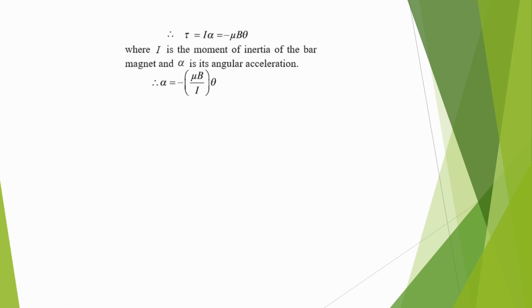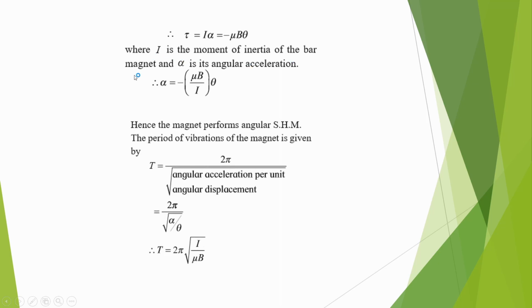Next, we also know the formula for tau: tau equals I alpha. In this case tau equals minus mu B theta, so we get tau equal to I alpha equal to minus mu B theta, where I is the moment of inertia of the bar magnet and alpha is its angular acceleration. So we get alpha is equal to minus mu B upon I into theta.